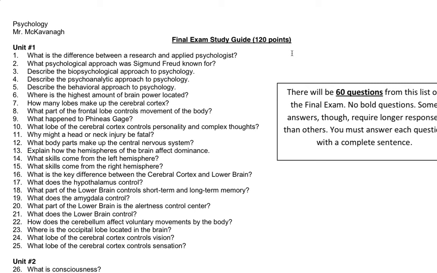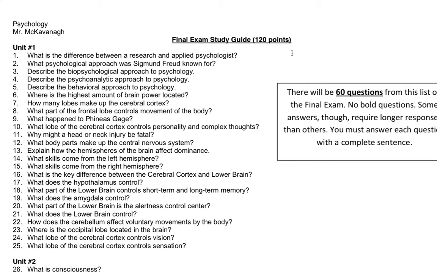Number 18, what part of the lower brain controls short-term and long-term memory? The hippocampus does that. Number 19, what does the amygdala control? The amygdala controls our aggression and fear. Number 20, what part of the lower brain is the alertness control center? This is the reticular activating system.